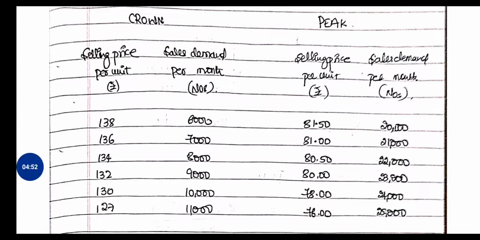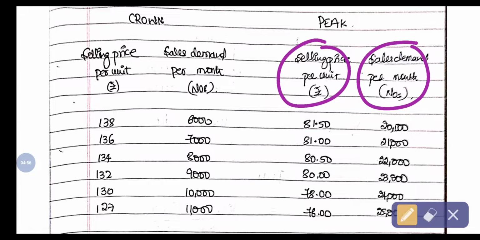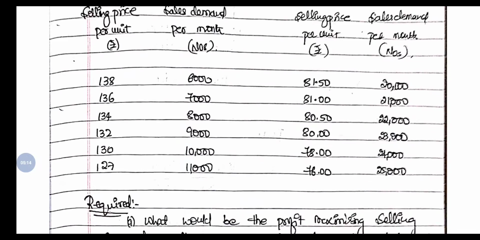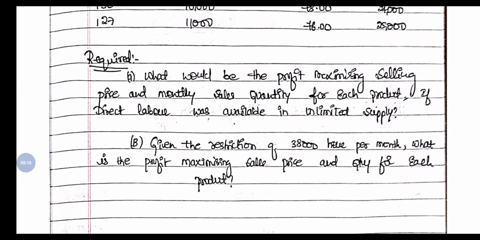Same here, corresponding to the selling prices the sales demand has been given for Peak. So 81.5, 20,000. 81, 21,000. 80.5, 22,000. 80 rupees, 23,000. 78, 24,000. And 76 for 25,000. So this is the selling price and the sales demand.